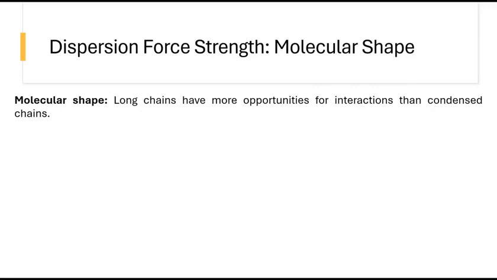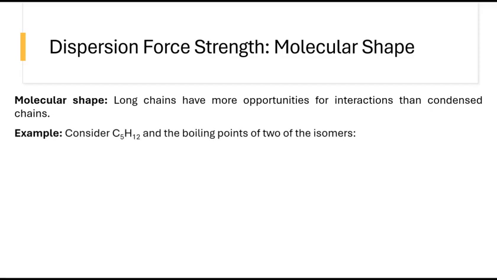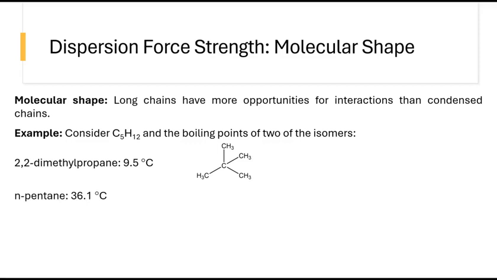Dispersion force strength and molecular shape. Long chains have opportunities for interactions that are greater than condensed chains. For example, consider C5H12 and the boiling point of two of the isomers. 2,2-dimethylpropane boils at 9.5 degrees Celsius. This is what it looks like when we look at its condensed structure. And N-pentane boils at 36.1 degrees Celsius, and this is what it looks like when we look at its structure.